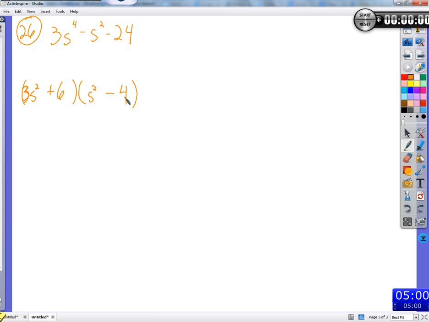So a 6 here and a 4 here, whether positive or negative, we could try 4 here and 6 here. 4s squared from there and negative 18s squared. That doesn't give us negative s squared.